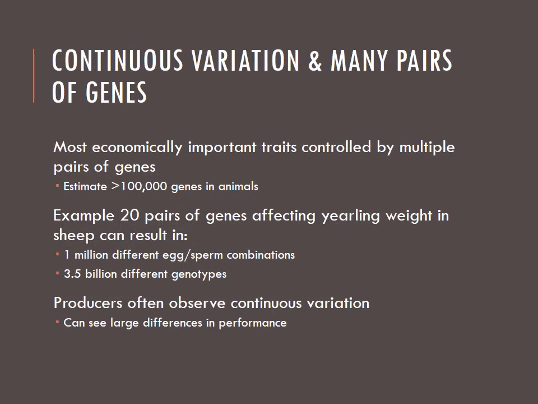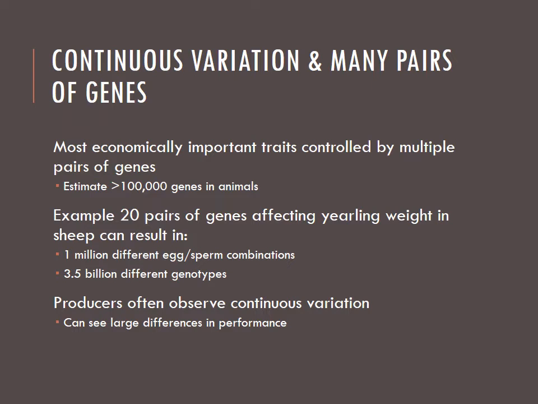We talk about continuous variation in many pairs of genes. When we talk about just the economically important traits, they're controlled by multiple gene pairs. There are more than 100,000 genes in animals, an estimate of what we would consider economically important genes. That already should tell you, as we go through this unit, it's very difficult to select something and amplify it genetically through selection. It's very hard to do because of such a random process.